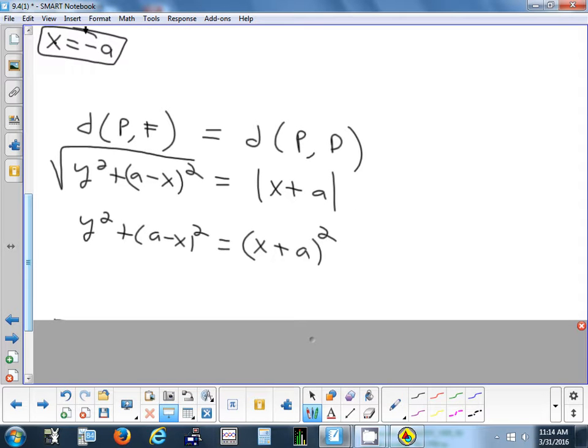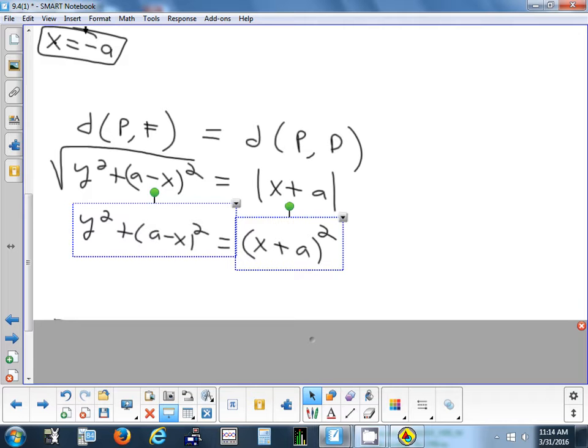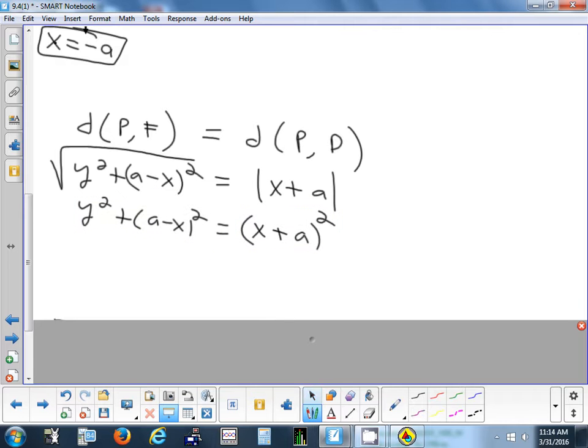Okay, so now we'll just do out our algebra and see what we got. So we got y squared. What's a minus x squared? A squared minus 2ax plus x squared, plus y squared. And what's x plus a squared? X squared plus 2ax plus a squared.